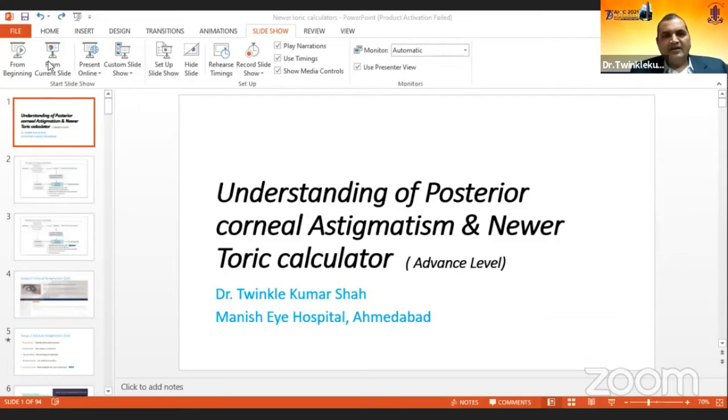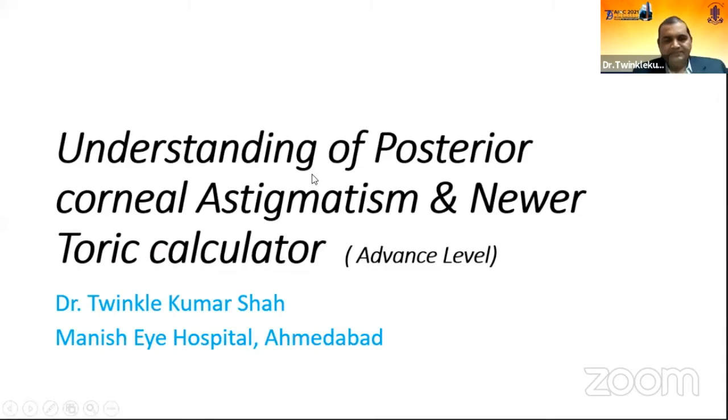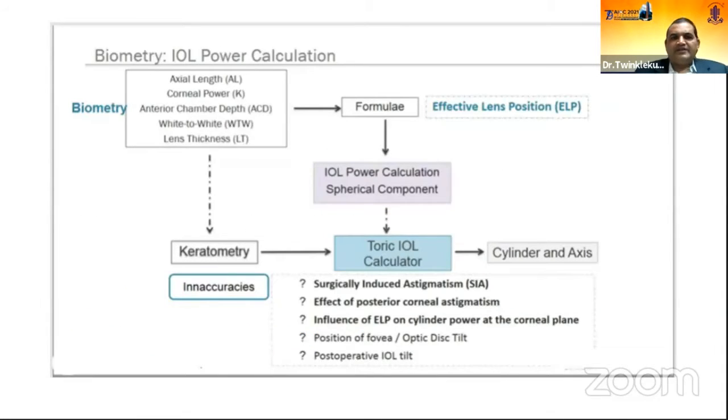Understanding of the posterior corneal astigmatism and the newer toric calculator. In our regular calculations, what we are getting from the optical biometry, all these variables from axial length, keratometry, anterior chamber depth, white-to-white, and lens thickness, have been incorporated according to your choice of formulae, and they give us a spherical component.